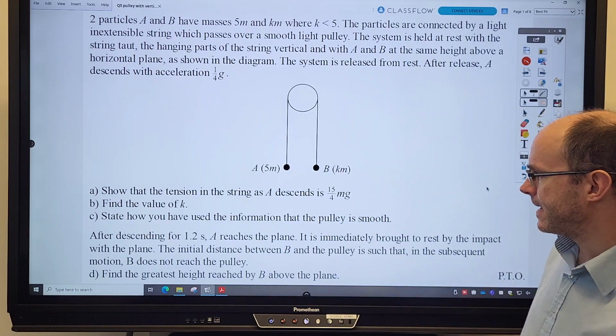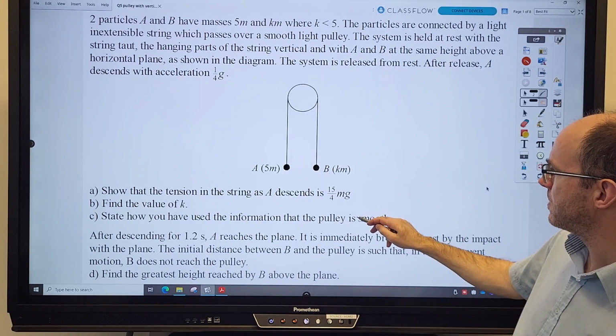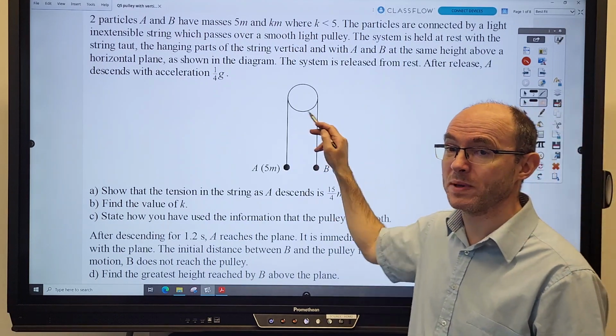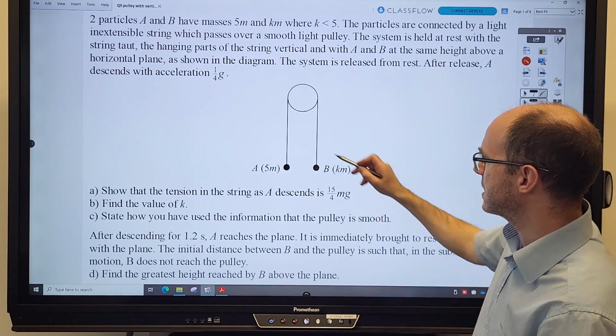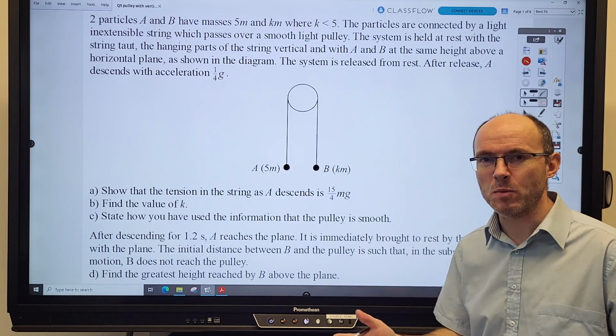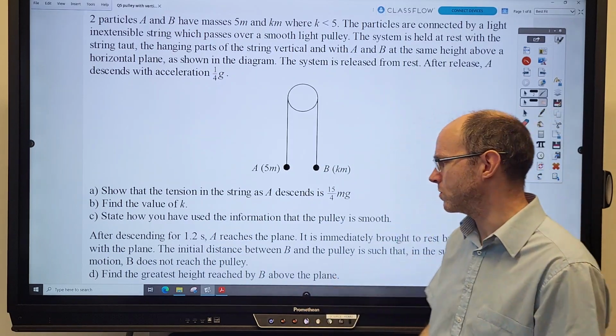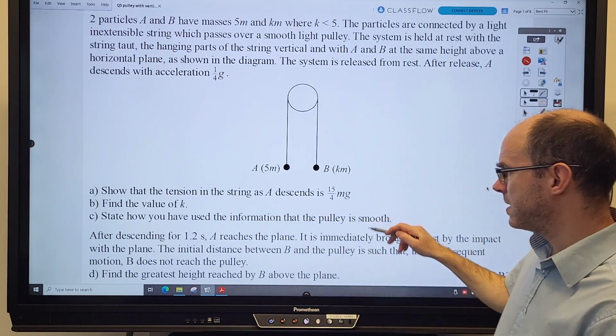We can answer that one now, I suppose. The pulley is smooth, so the tensions will be exactly the same. Tensions being exactly the same helps us to set up the equations and solve them. So that's part C answered.